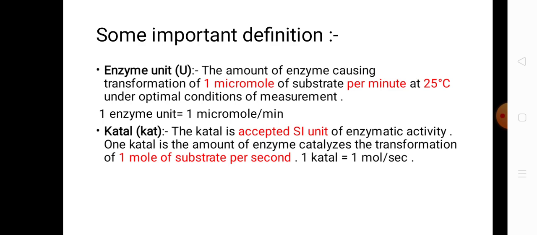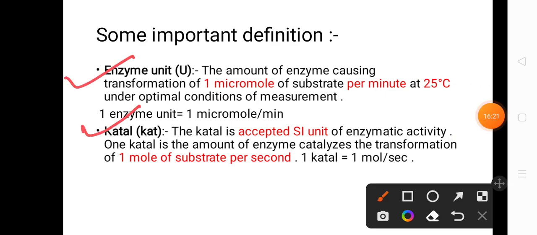And in metal ion catalysis, remember the metal ion plays a very important role in catalysis. For example, it may act as an electrophilic catalyst or it may act as a nucleophile at neutral pH. So that is the idea of metal ion catalysis. And then we discussed two definitions, that is, the measurement of the enzyme on the basis of its activity. One is enzyme unit, another one is katal.